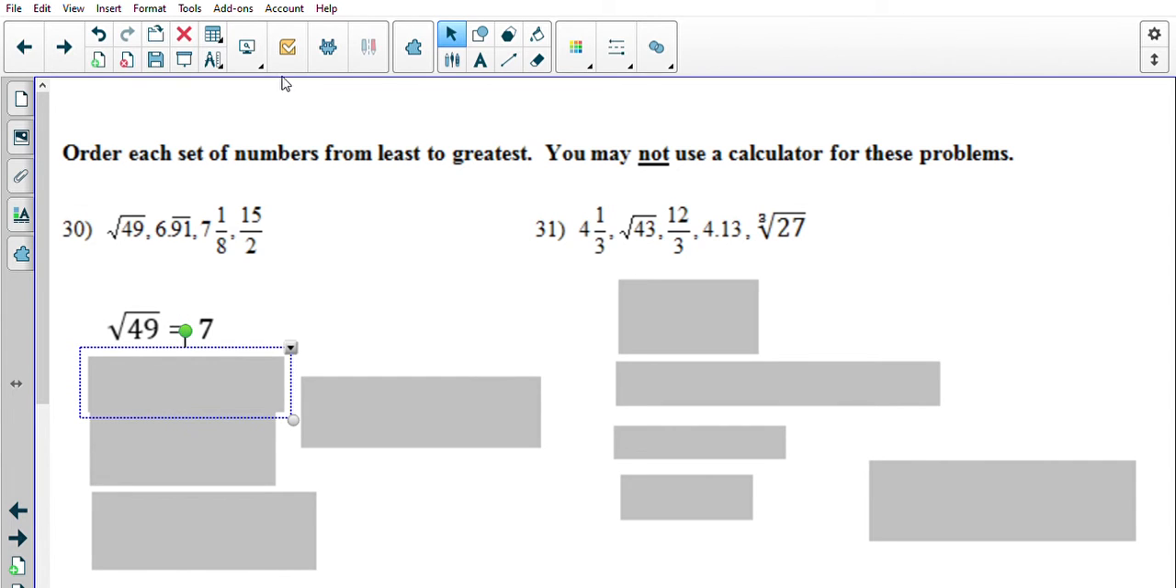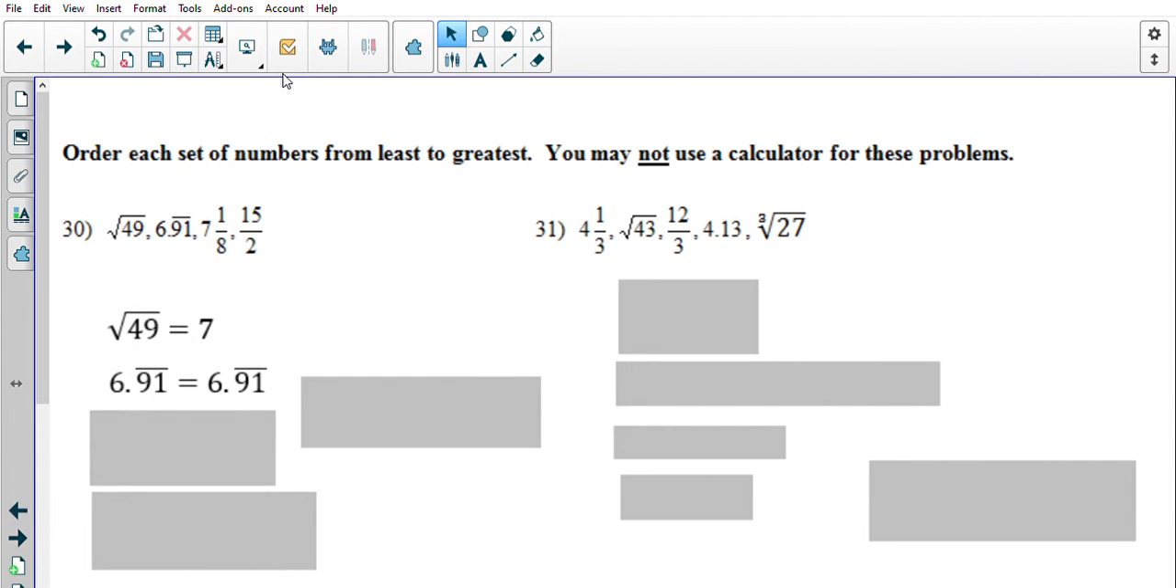6.91 repeating, I kept as a decimal. I think it's easiest if we write them as decimals to compare. And then the next one, 7 1/8. Again, I have the eighths memorized, so it makes life pretty easy for me. If you don't, you might need to do 1 divided by 8.